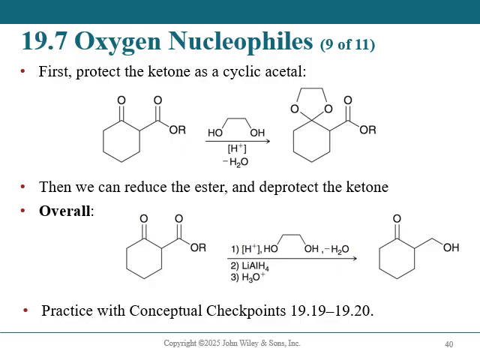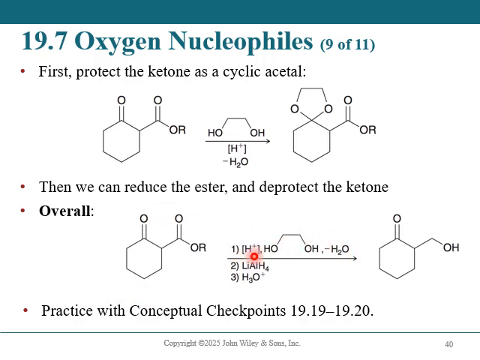So how does that work? First, we protect the ketone, basically turn it into a cyclic acetal. When this happens, then this isn't going to be changing anytime soon. And then you can take the rest of the molecule and transform it into whatever you need. In this case, we can reduce the ester and deprotect the ketone. So overall, you get this.